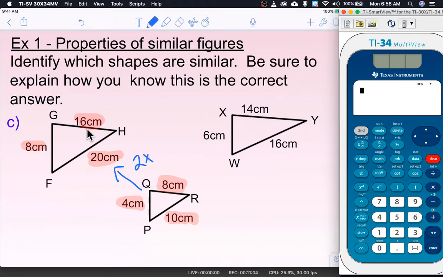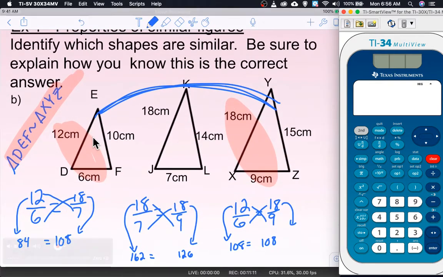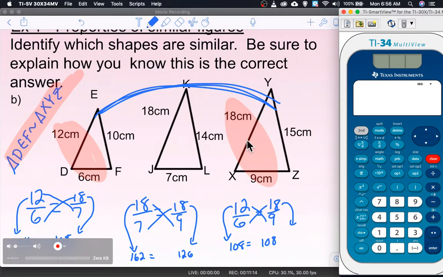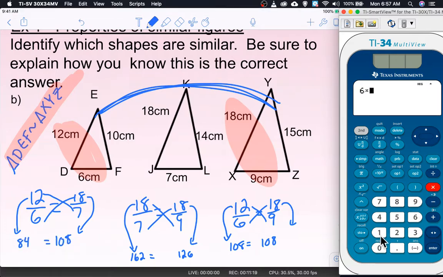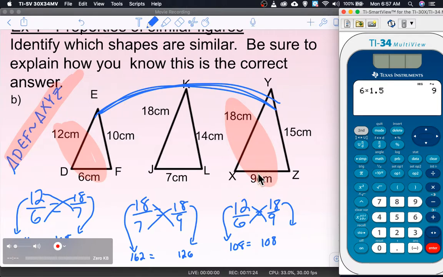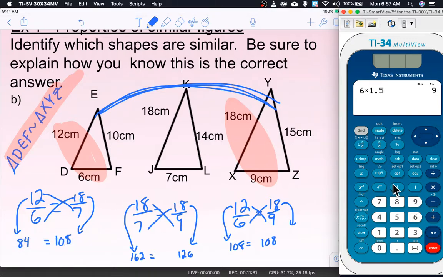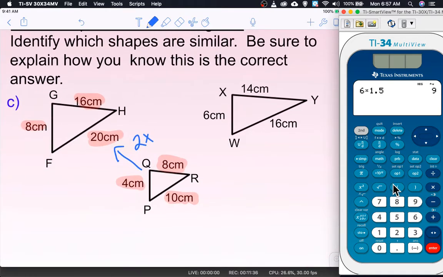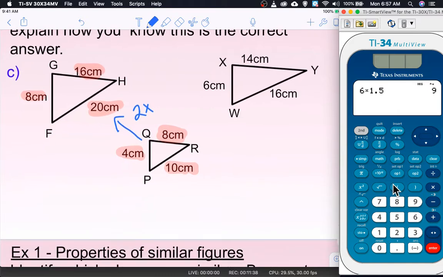Now, I'm still going to do my proportion to prove it, but that's how you could tell by looking at it. In fact, in the previous problem, the scale factor between these two is 1.5. If I took this, 6 times 1.5, I'm going to get 9. If I took 12 times 1.5, I get 18. 10 times 1.5 is 15. That's the scale factor that would be used to show that they are proportional, or to show the dilation.